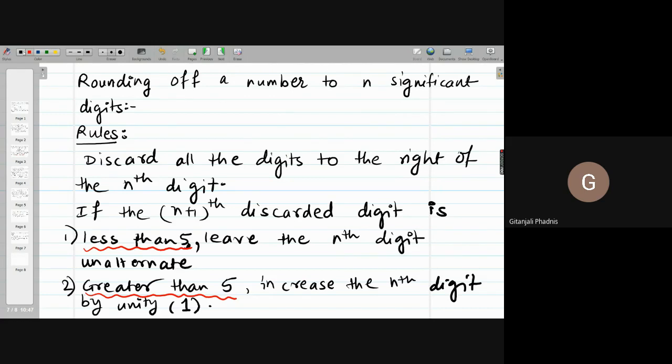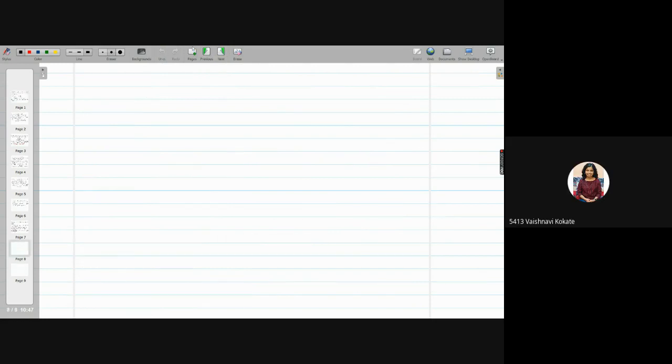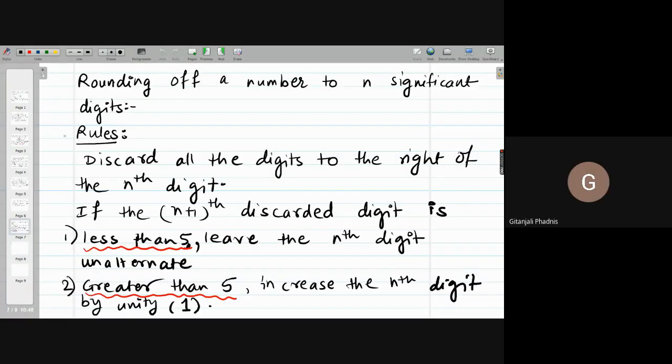But what if the number is 5 itself? Finished writing, girls? Third, ma'am, what was the last line? Greater than 5: increase the nth digit by unity, that is 1. Unity means 1.